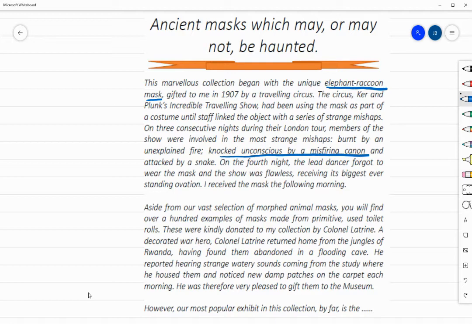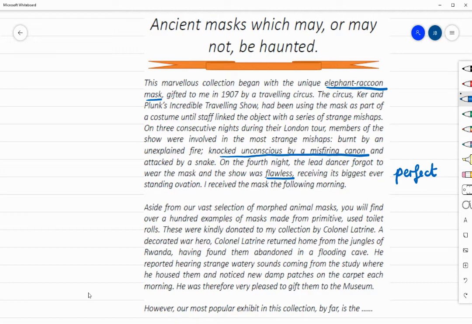Question 3. Which word means perfect in the first paragraph? If you said the word flawless, well done. Flawless is a great word for something being perfect.